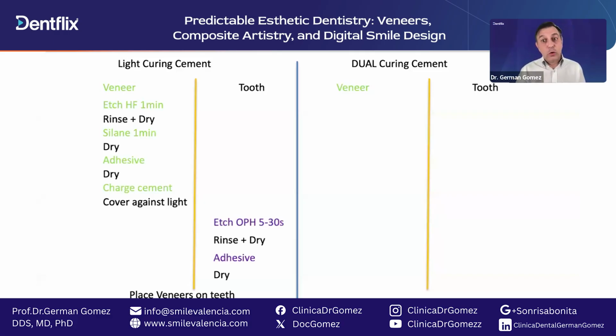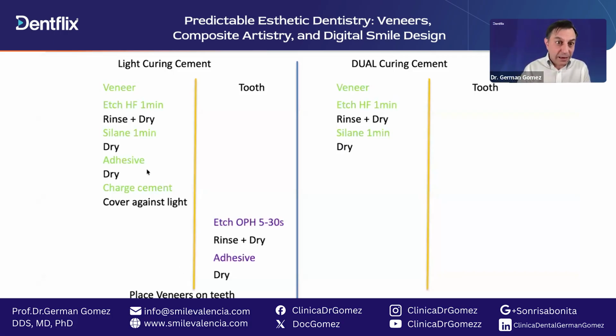Okay. In the dual curing cement, we cannot do so much on the veneer. We can only do the silane. If we put the adhesive already on the veneer in a dual curing cement, which uses a dual curing adhesive, then it would start to set already. And we don't know how long we will be at the tooth. So we want it to set as soon as we are done with the tooth.